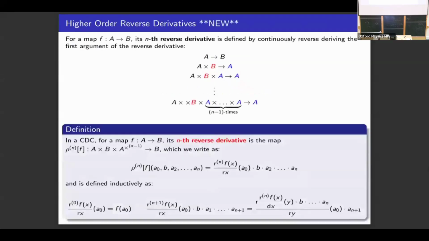So instead, we're going to do the same trick where we only reverse differentiate the non-linear argument, the non-vector argument, over and over and over again. And what you see is that once you do it once, you go from a to b to a times b to a. But now, because you're doing the reverse derivative in this argument, the b is here, and you're not touching it anymore. So then it just becomes a to a, and then you just keep adding on a's, so on and so forth. So the higher order reverse differential is of type a times b times a to the n-1 copies afterwards. And you can define it inductively as such.